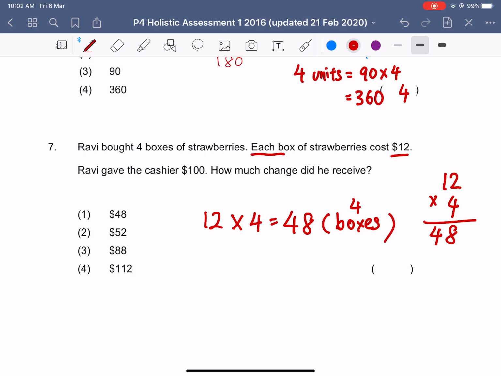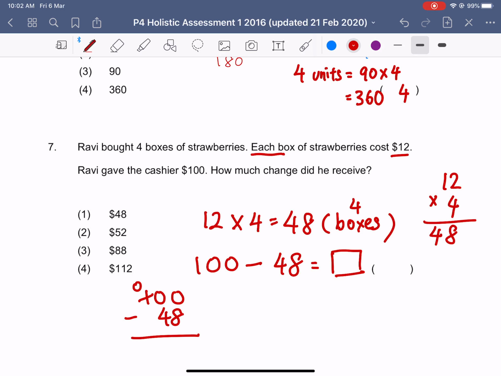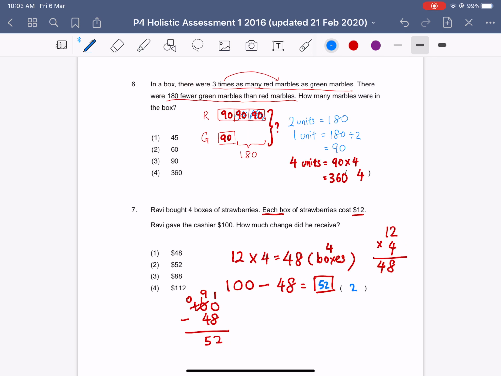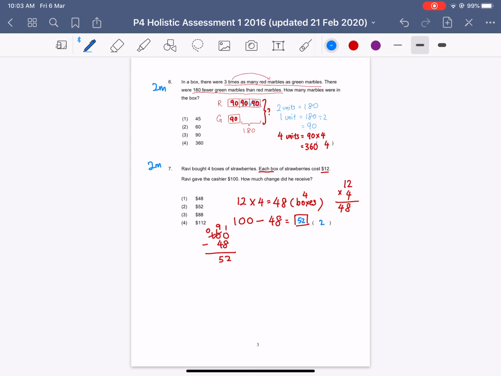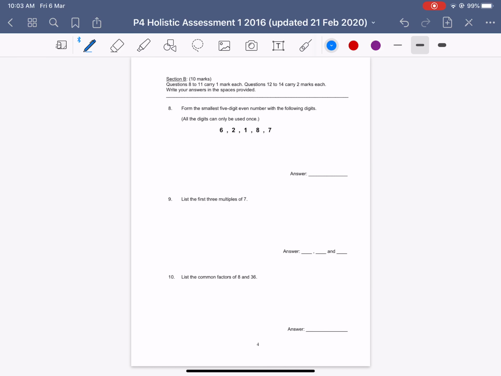Now, Ravi gave the cashier 100, so how much change did he receive? So he gave the cashier 100, but the item only cost 48. So we are trying to find out how much this is. All right, so let's take 100 minus 48. Let's do our regrouping. And we have it, 52. So the answer in this case is 52. That's for question number 7. So this is a 2-mark question, and this is also a 2-mark question. Alright. Okay, let's turn to the next page.